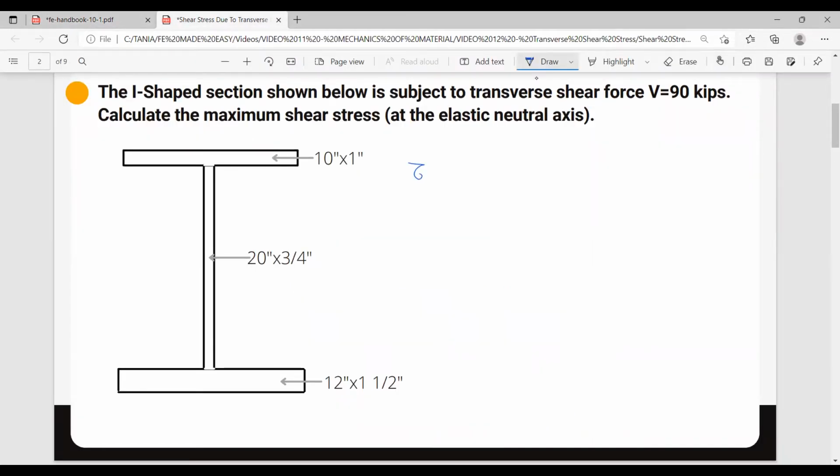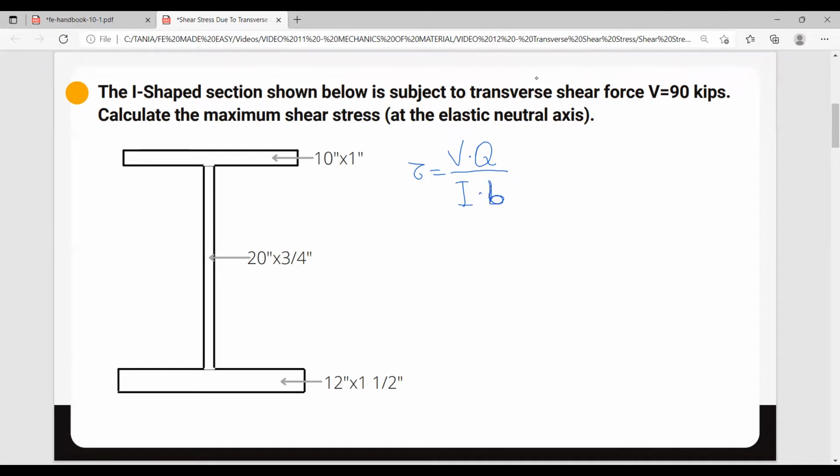Shear stress equals the shear force times Q, which is the moment of area, over the moment of inertia times B, which is the width of the shape where the neutral axis is. Okay, let's see, what do we know so far? So we know that V equals 90 kips.